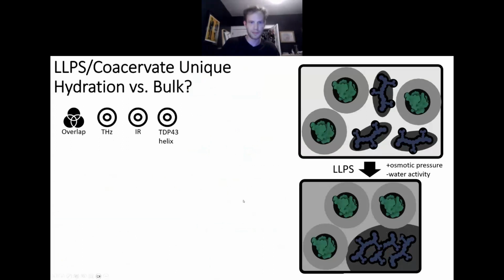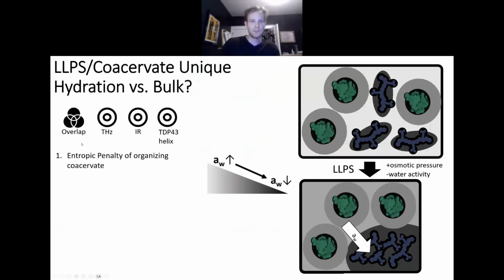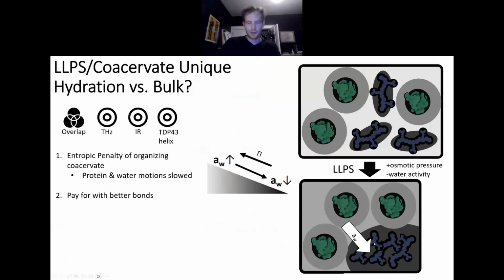And I think that all of these together kind of overlap with each other in indicating that there is a unique hydration environment inside these coacervates or inside these phase separated droplets, and that it will be different from the bulk or the outside, right? And that there is an entropic penalty for organizing the coacervate. So because these things can't diffuse around freely anywhere in the cell anymore, that's an entropic penalty. And we find that the protein and water motions are slowed inside of the condensate. This, I argue, is paid for with better bonds.